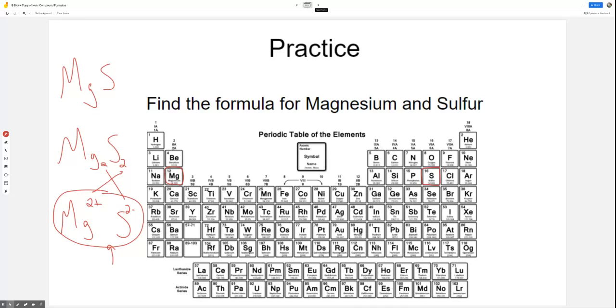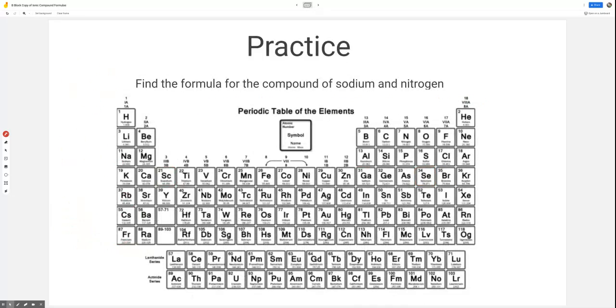I just wanted to show you one more, and then I'm going to let you do the worksheet. Sodium and nitrogen. Sodium's over here. Nitrogen is over here. So just to give you a different combination. Sodium is in group 1, which means it has a charge of +1, or just plus.